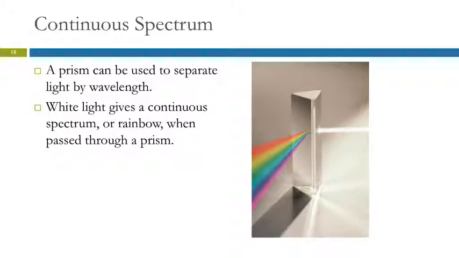So we can use a prism to separate light according to its wavelength. If we take white light and we run it through a prism, it will separate it and we get a continuous spectrum. We get a continuous rainbow. We've got light at all of these different wavelengths.